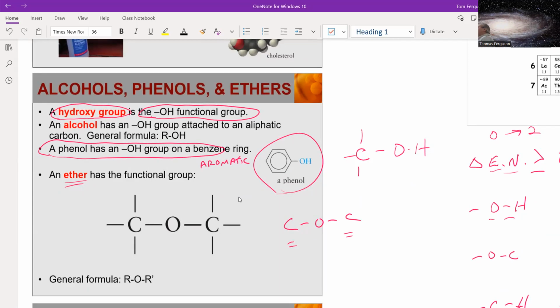Now, there are 3 functional groups we're going to talk about in this unit: alcohols, ethers, and aromatic alcohols, which include phenol and some others. The big thing is that ethers are very different than alcohols. The major difference is the OH group as opposed to a C-O-C group.